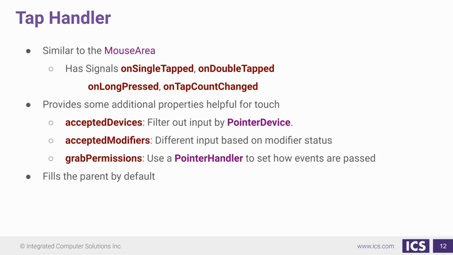tap handler. The tap handler is a somewhat recent addition to Qt, and it's really similar to the mouse area, but in addition to allowing us to check on the buttons, we also are able to filter by devices. So in the next slide, I'll show you an example where we do that. Very similar to the mouse area, we have the ability to detect a single tap, a double tap, a long press. We are also able to get a tap count and a held time.